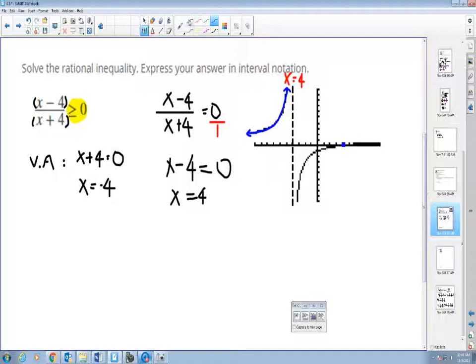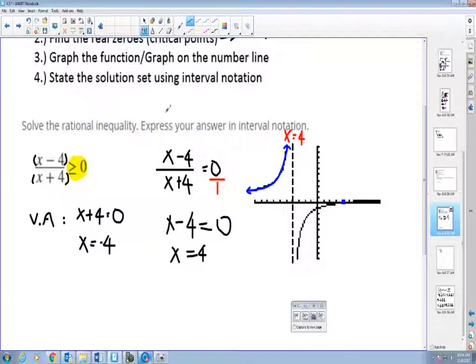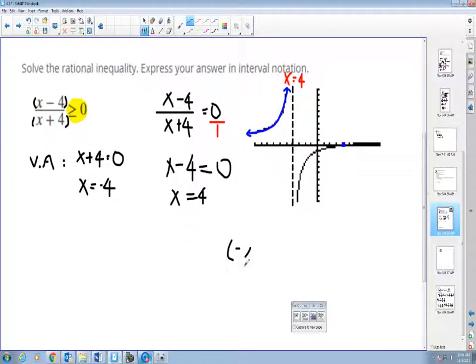So now writing the solution set, that will be from -infinity all the way to 4. I'm using a parenthesis for the 4 because the 4 is a vertical asymptote. Union, where else is it above the x-axis? If you look at this little piece after x equals 4, that line is darker up here above the x-axis. So that means after 4, that part is above the x-axis.